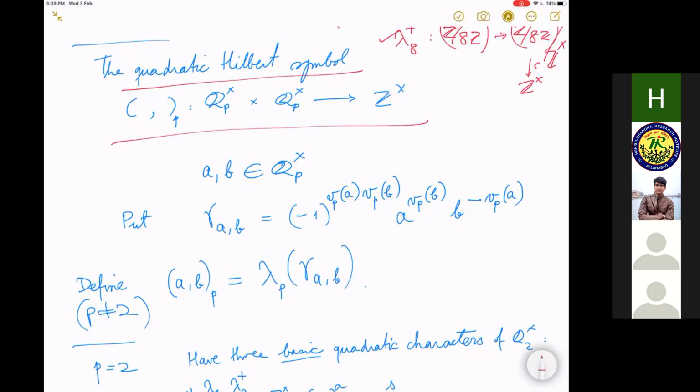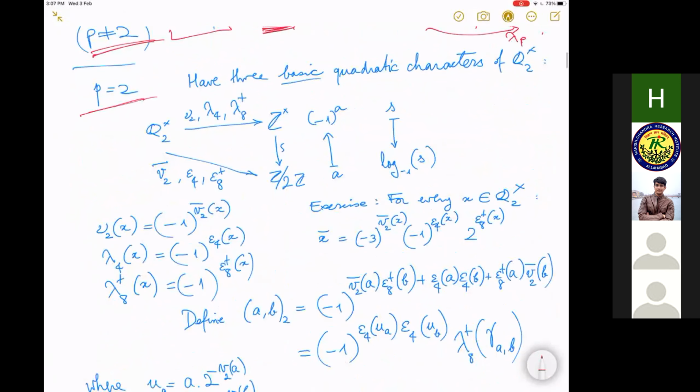Okay, that's a definition. So it's just a matter of finding out whether this gamma AB is a square or not a square. That's what this lambda P keeps track of, right? For P equal to 2, the definition is very different.